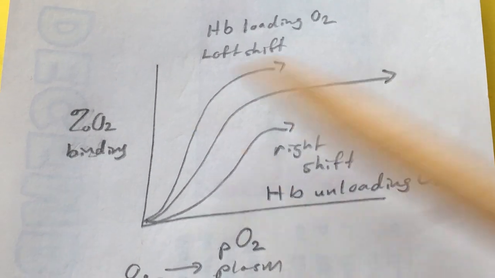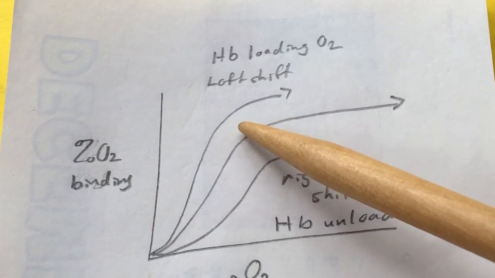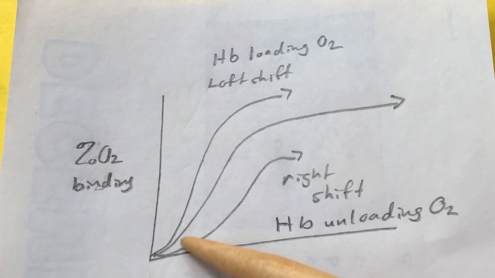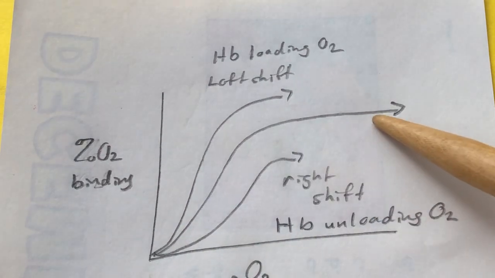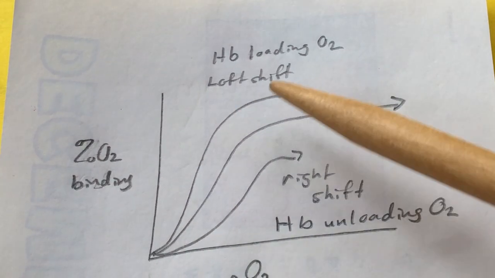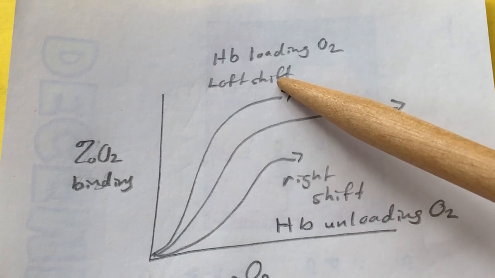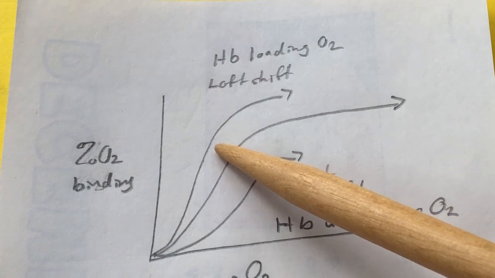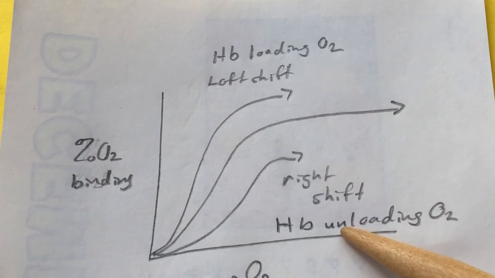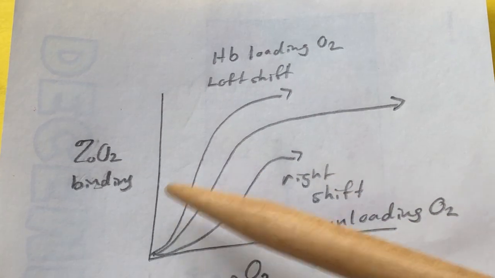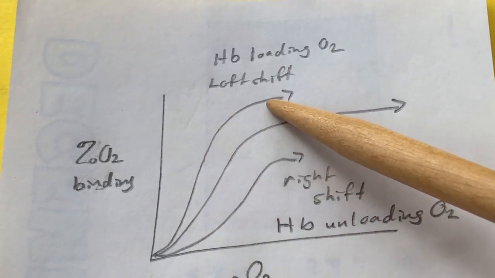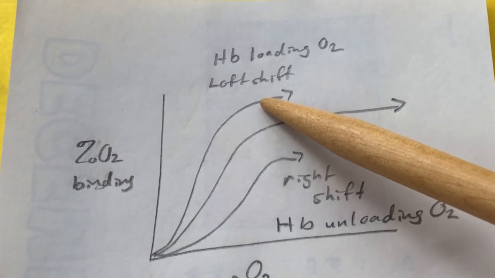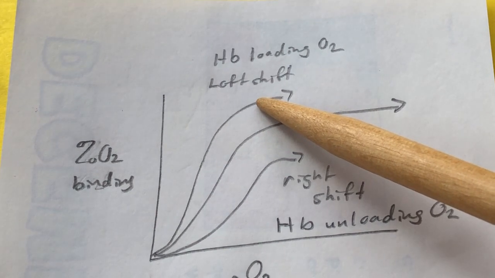Now, what we're concerned with right here is this idea about a left shift and a right shift. This is the so-called normal saturation curve. But in a left shift, we're talking about a situation where the hemoglobin is loading faster, and in the right shift, where it's unloading. Well, this right here would represent what's going on in the pulmonary circuit, where there are good conditions.